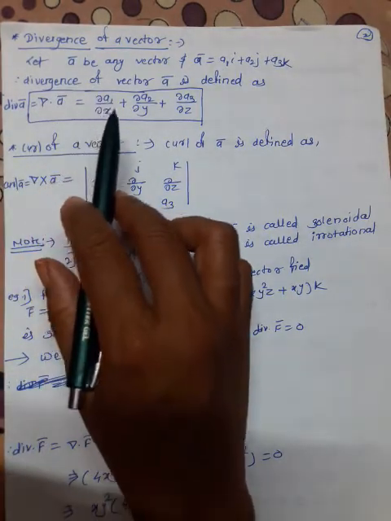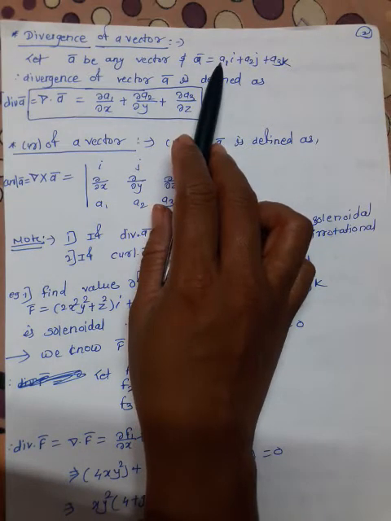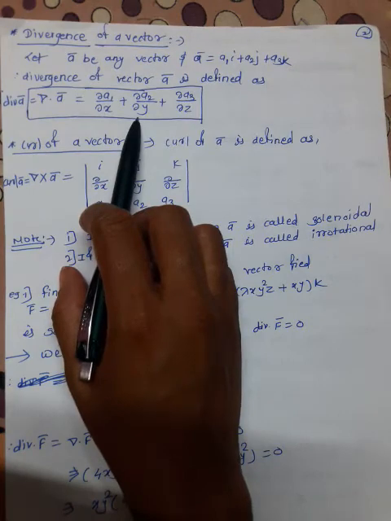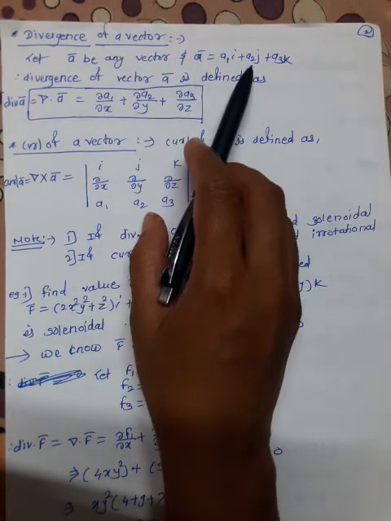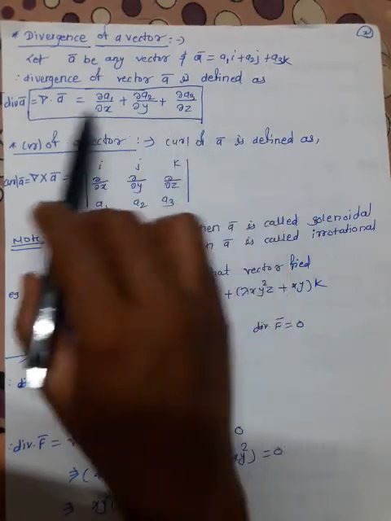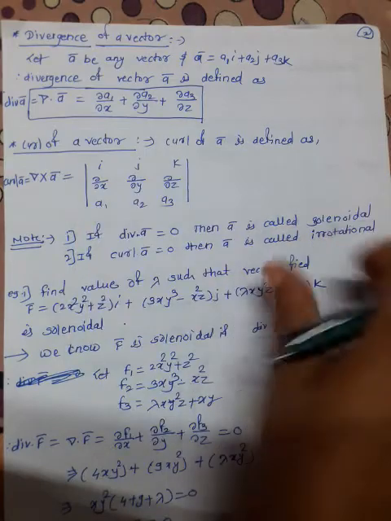which is nothing but del by del x of a1 plus del by del y of a2 plus del by del z of a3. It is the addition of these, it doesn't contain i, j, k. This is the definition of divergence.